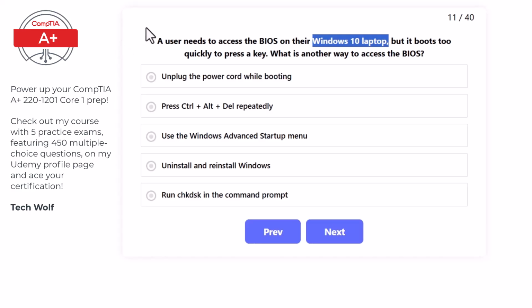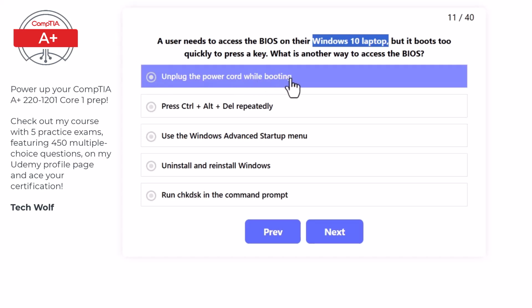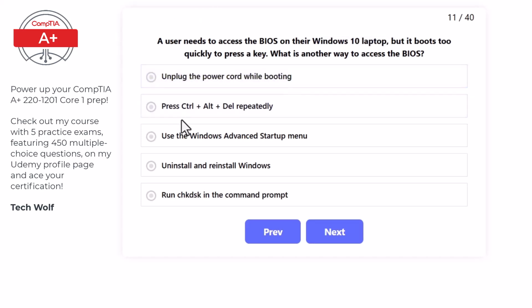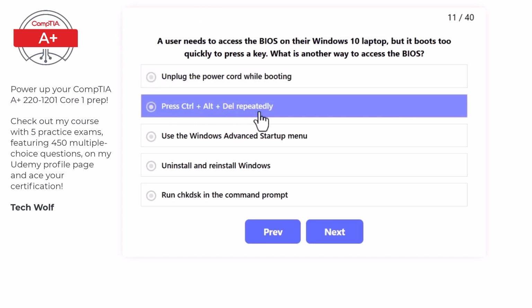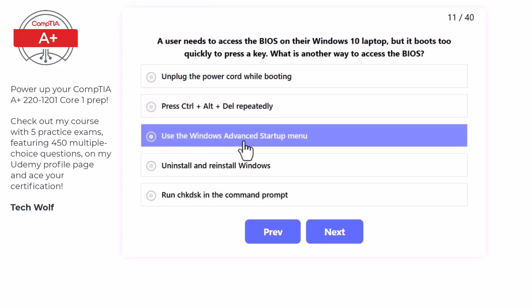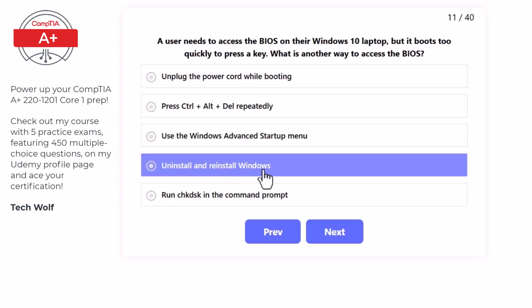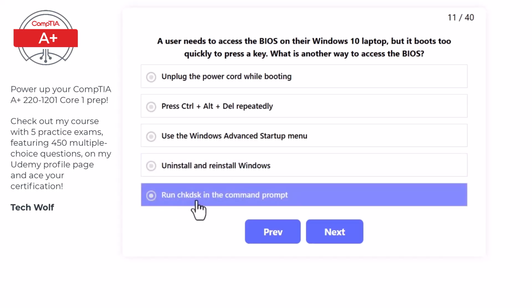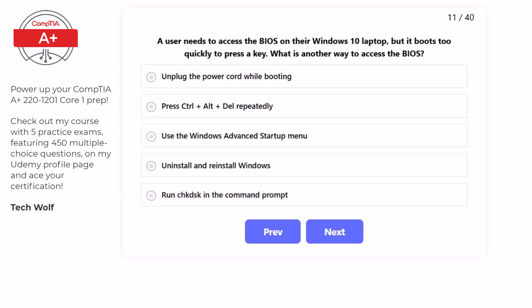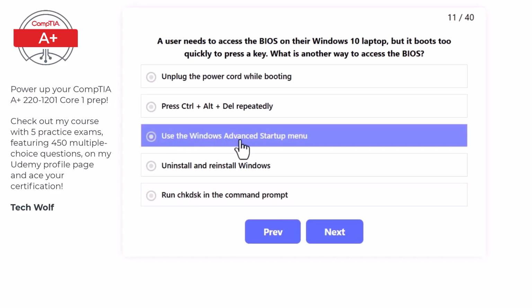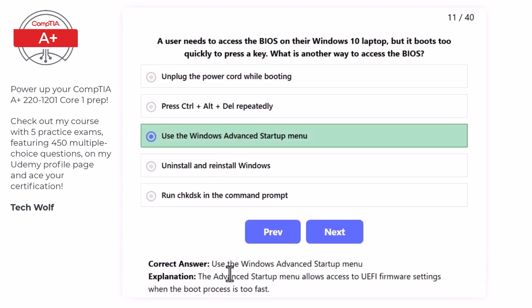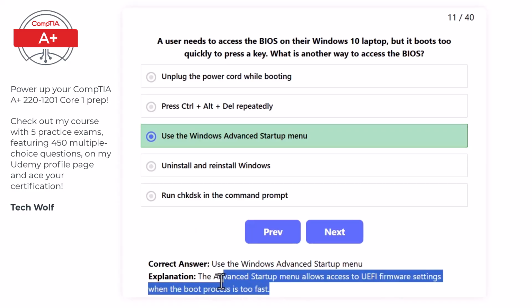And here the answer options are: unplug the power cord while booting, press Ctrl Alt Delete repeatedly, use the Windows Advanced Startup menu, uninstall and reinstall Windows, or run check disk in the command prompt. And here the correct answer is use the Windows Advanced Startup menu, as the Advanced Startup menu allows access to UEFI firmware settings when the boot process is too fast.